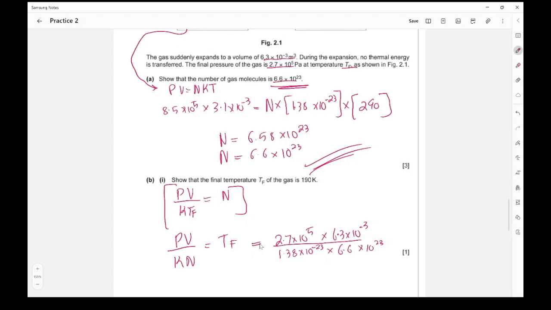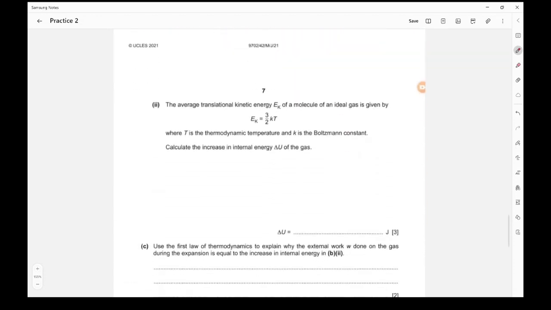And this gives me a value of 187.2, which is roughly equal to, to two significant figures, this becomes 190 Kelvin. So that does it. Easy peasy. Easy part. Anyways, let's just move on.